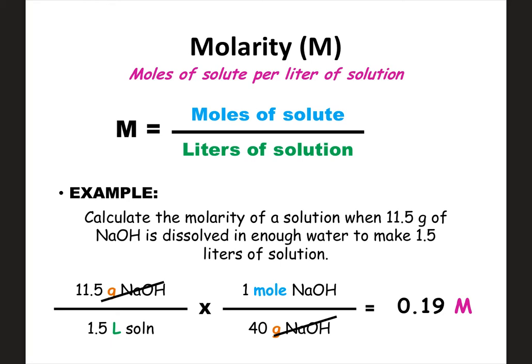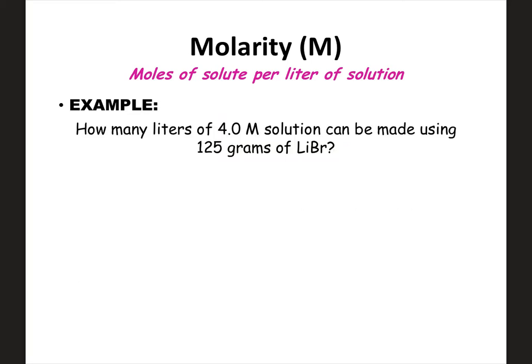So now you just plug and chug, solve, watch your sig figs, and it comes out to be 0.19 capital M, or 0.19 molar. Because you had moles over liters, that's the same thing as saying capital M. You could write moles divided by liters, but you've got to get used to seeing it as capital M. You just need to know that capital M is the same thing as moles over liters. That's molarity. We can try another problem here.